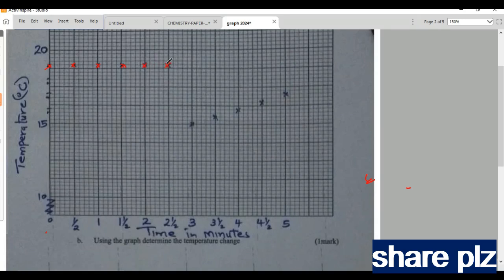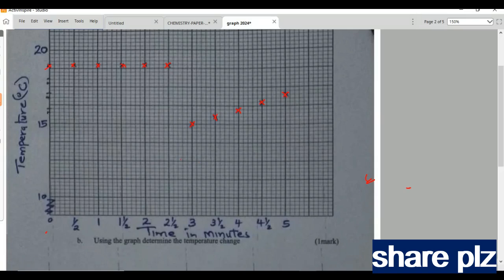We put 19 as a constant until the time is 2.5, because it is at this time, 2.5, that you are going to put the solid. So when the solid was added, the temperature decreased to 15. That was the 15 I have put here. Then next, next, next, next.